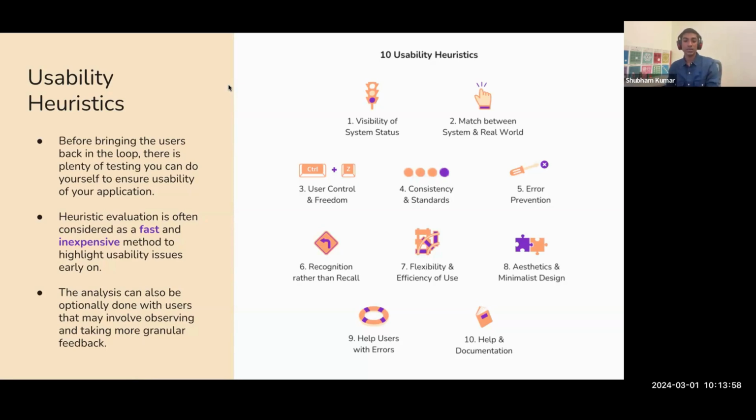Moving to the ninth one, help users with errors. So it's about communicating errors clearly and constructively, using plain language to explain the problem and offering actionable solutions to resolve it. It's about guiding users through the error recovery process smoothly, helping them troubleshoot and recover with confidence. So it's quite natural that your users are probably going to make an error. And now it's about how do you help them from there?